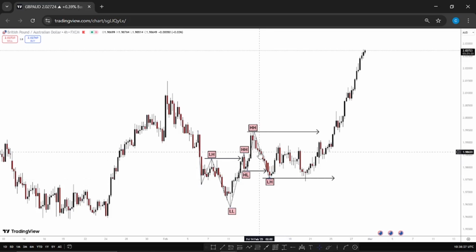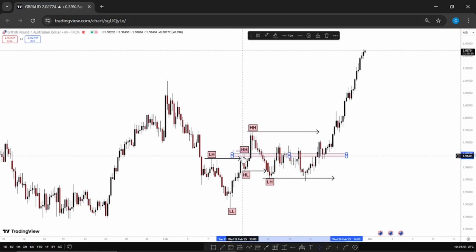So after we've identified our market structures, what was the next thing we did? The next thing I did was to identify my key levels. And what key level did I identify? Resistance to become support. So at this point, this previous high is our resistance, which price retested over here as support and it rallied up.